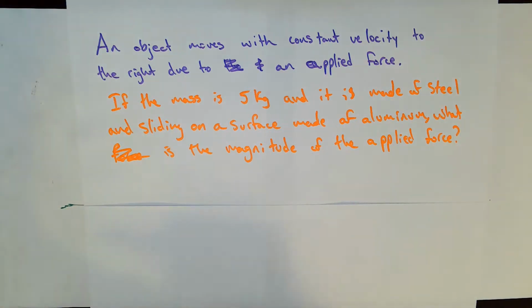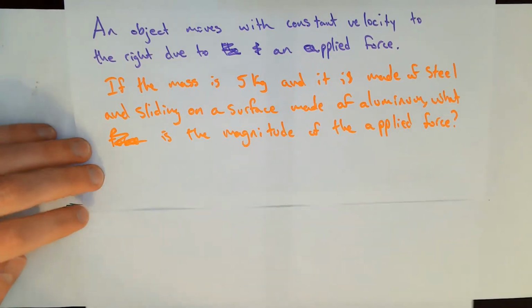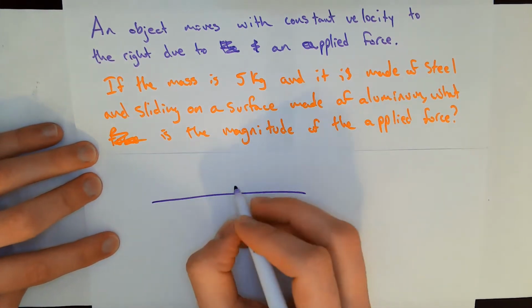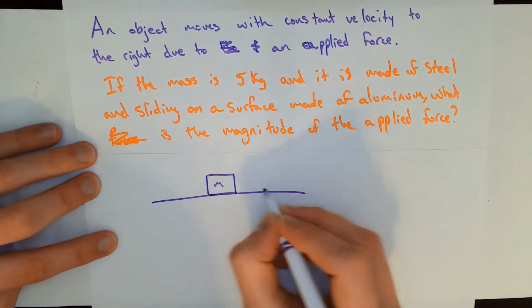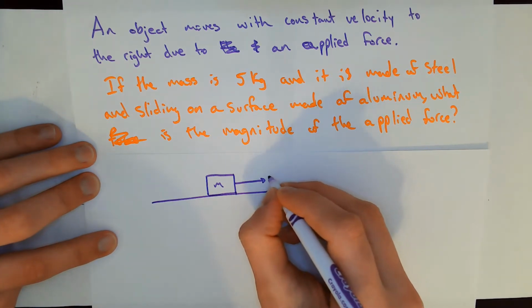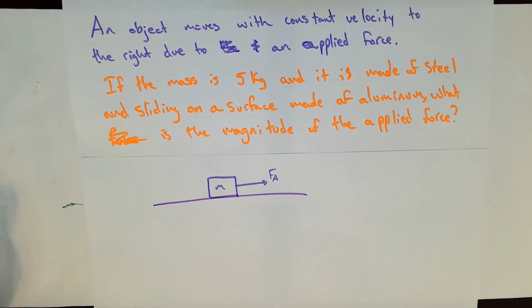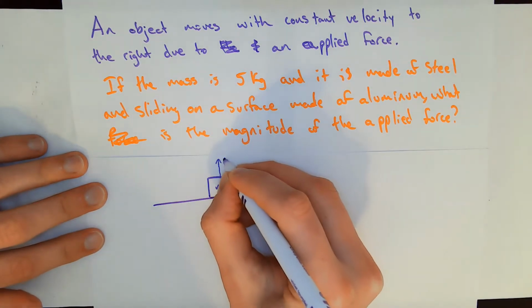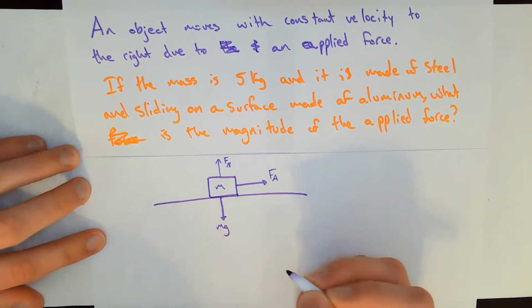Okay, so I didn't explicitly state it here, but it's still on a level surface. It's like the same object on a level surface. And this time we're giving it an applied force to the right. So I've got my mass here and I've got some applied force, capital A for applied force. And I still have my normal force, F sub capital N for normal, the weight, mg, and what else is happening here?